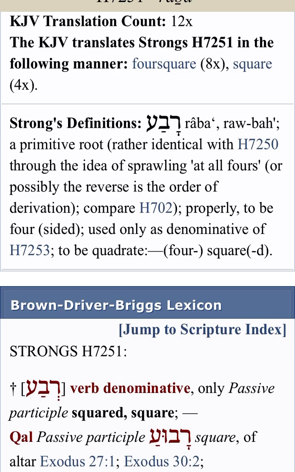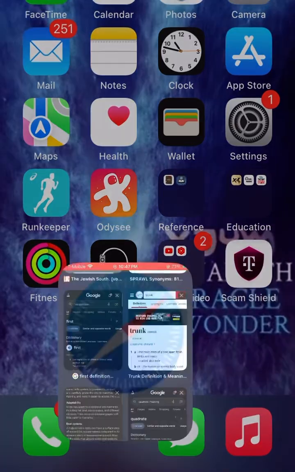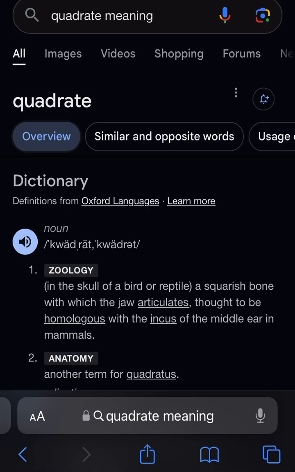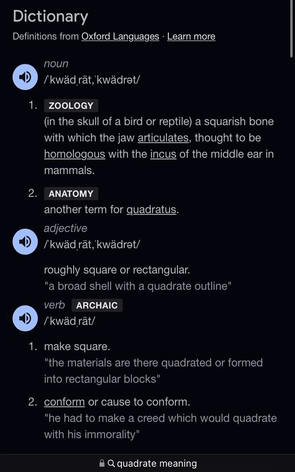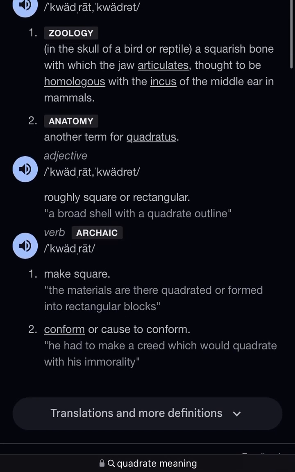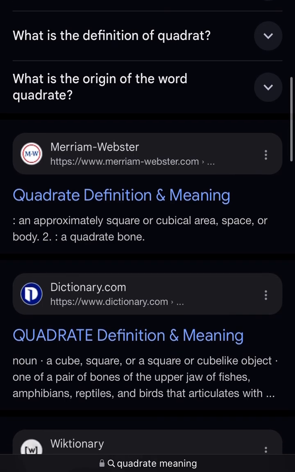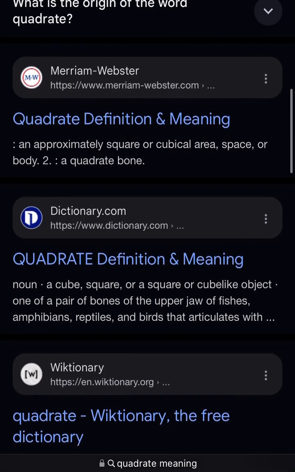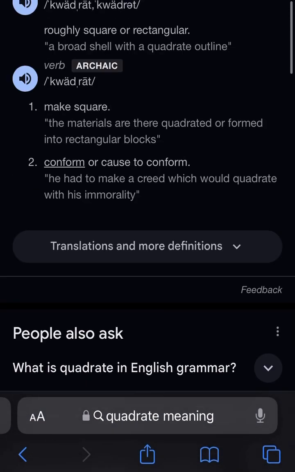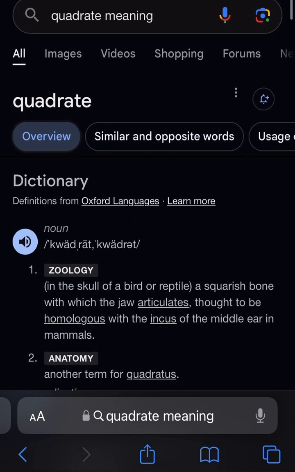It says properly to be four-sided, used only as diminutive of to be quadrate. And I got the definition of quadrate right here. And it says another term for quadratus, roughly square or rectangular, to make square. It says approximately square or cubical area, space, or body. So pretty much to have 4 of something. All right. So nevertheless, continuing on, let's go to this.